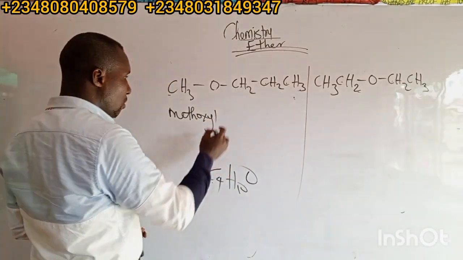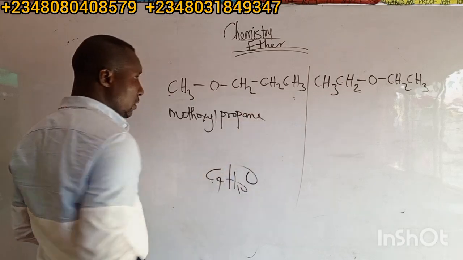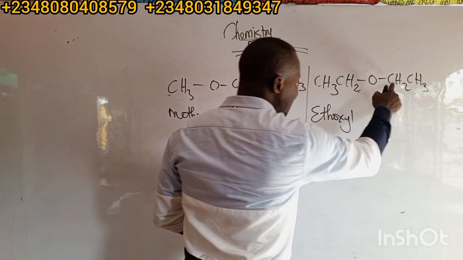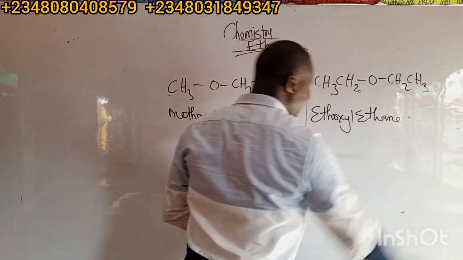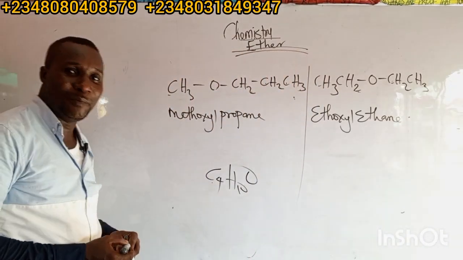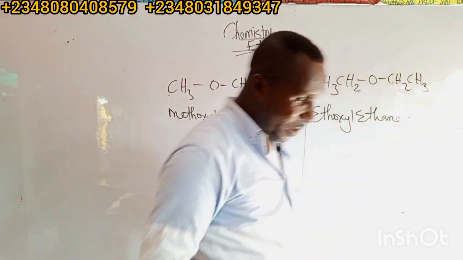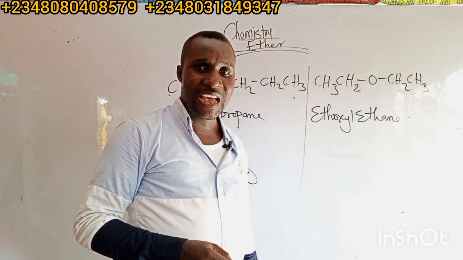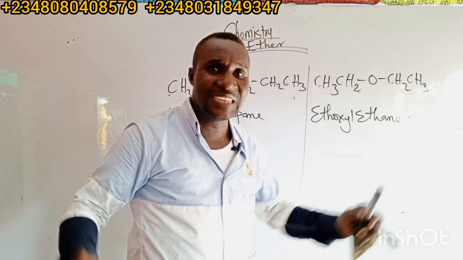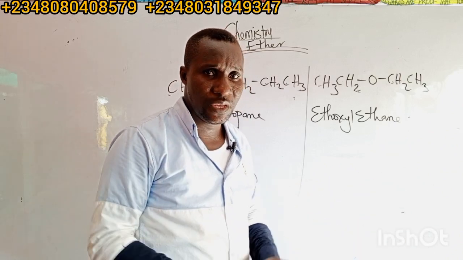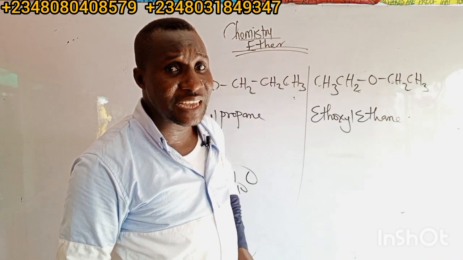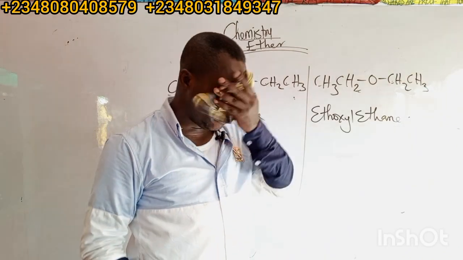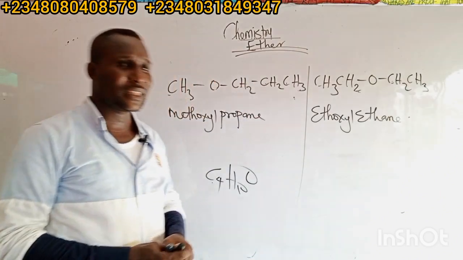Methoxy, then 3 carbon, propane. But in this case now, it's what? 2 carbon, ethoxy, then here 2, ethane. Can you see? This is what we call metamerism. When you have two or more compounds having the same molecular formula, but different alkyl groups on either side of their functional group. Different alkyl groups on either side of the functional group. That is what metamerism is.